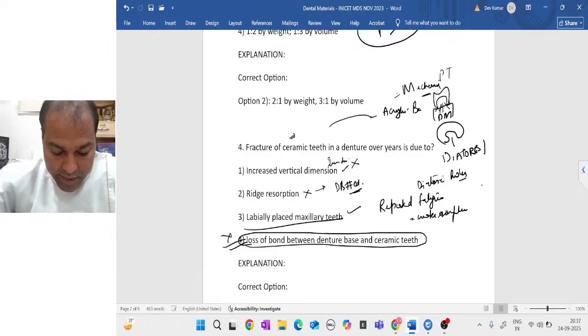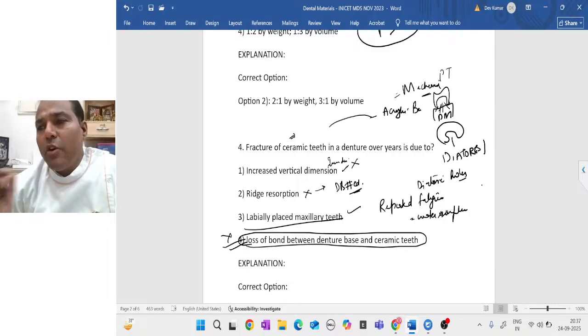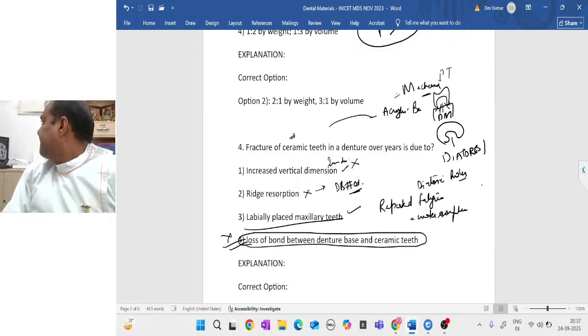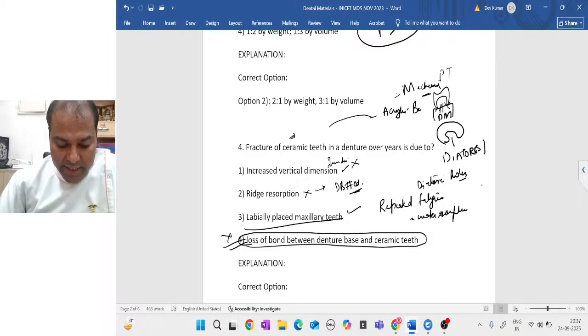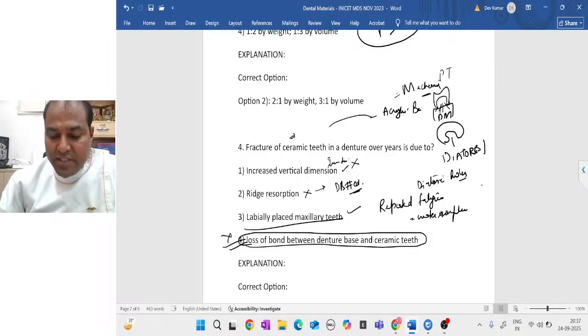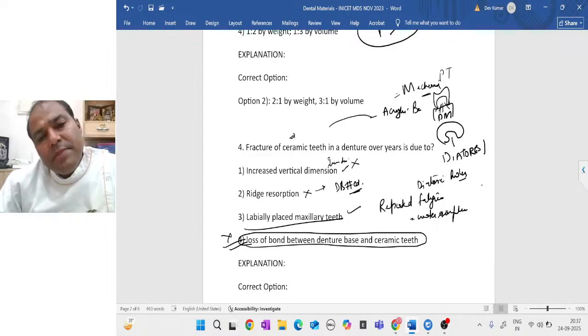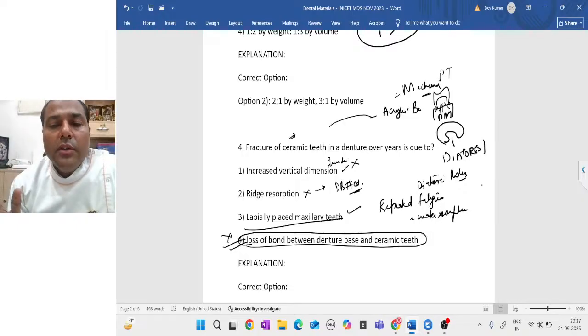Okay, there might be a lot of thermal changes. Because of all this, the bond between the teeth and the denture base might loosen, and there might be some micro movement and it can fracture. So it is basically a combination of all these things.